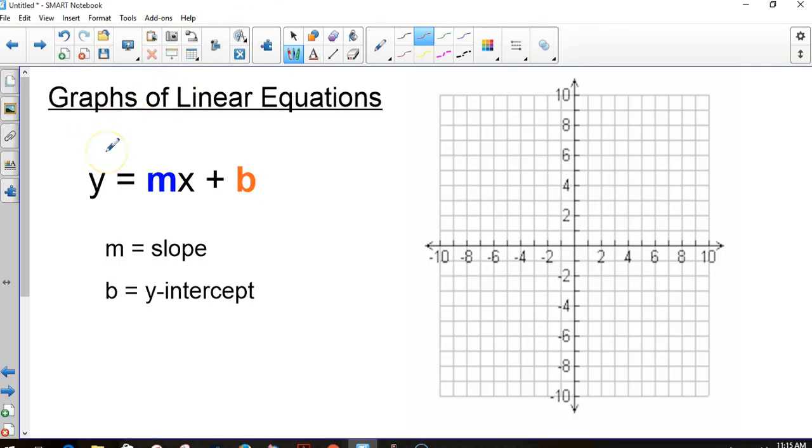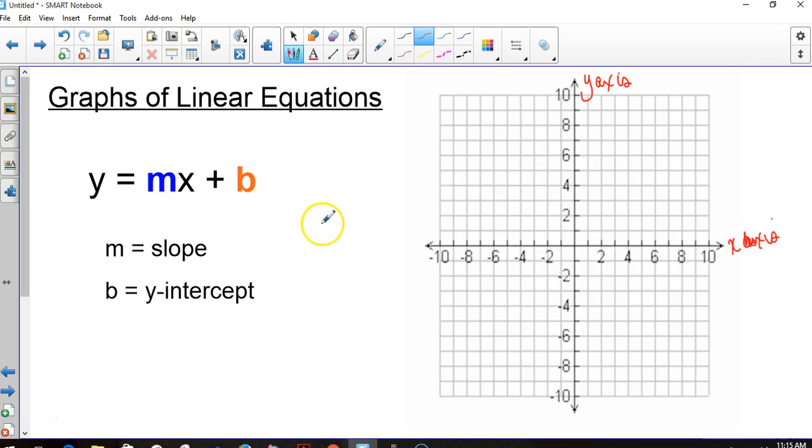Usually when we talk about the equation of a line, we are talking about y equals mx plus b, where m is my slope, and slope is the tilt of the line, how fast it's going up or down, and b is the y-intercept, where it's going through my y-axis, which is my vertical axis. My horizontal is my x-axis.